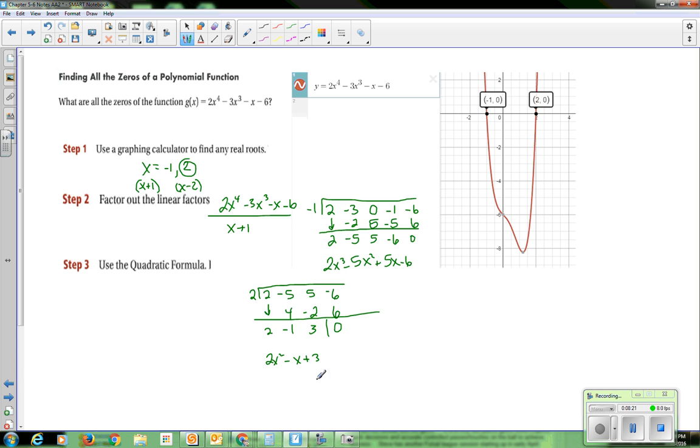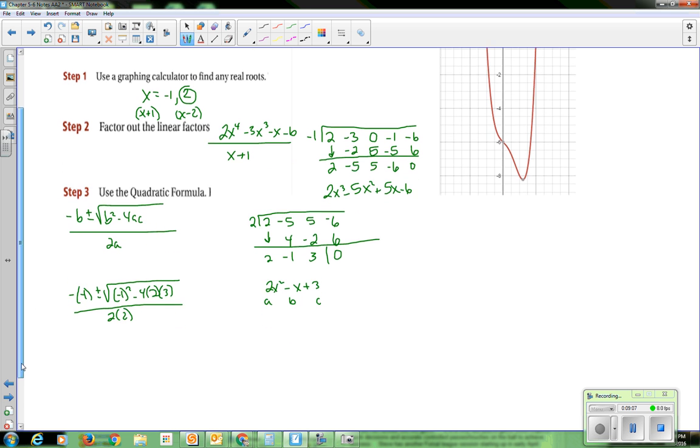So now we're here on step 3. We're going to use the quadratic formula to factor the very last piece of our polynomial function. So we've got negative b plus or minus the square root of b squared minus 4ac, over 2a. So b is negative 1, so it's negative of negative 1 plus or minus the square root of negative 1 squared, minus 4 times a, which is 2, times c, which is 3, all divided by 2a.